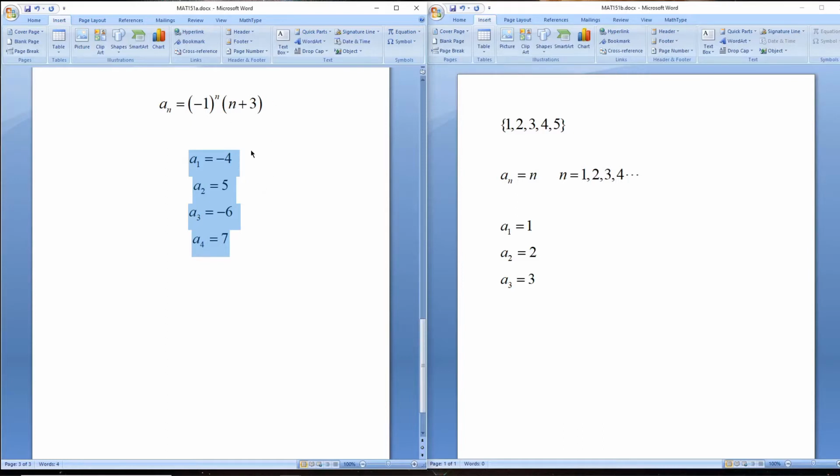And again, this is called an alternating sequence because it goes from minus plus to minus plus, and that alternating sign continues forever.